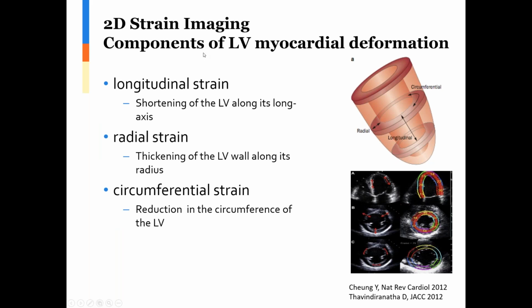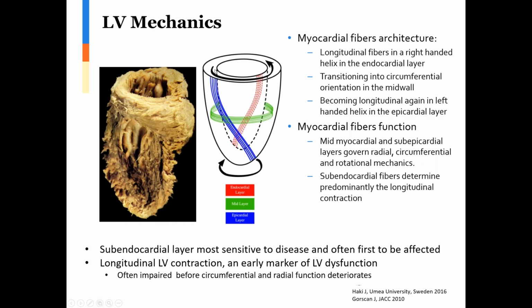Now, 2D strain permits the assessment of the three principal components of strain. Longitudinal strain denotes shortening of the LV along its long axis. Radial strain denotes thickening of the LV wall along its radius. And circumferential strain depicts reduction in the circumference of the LV.